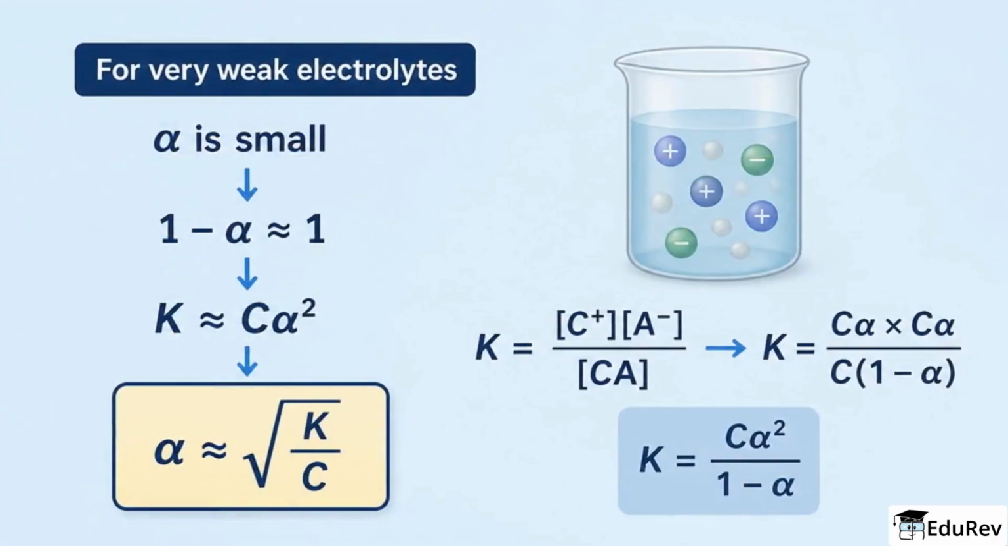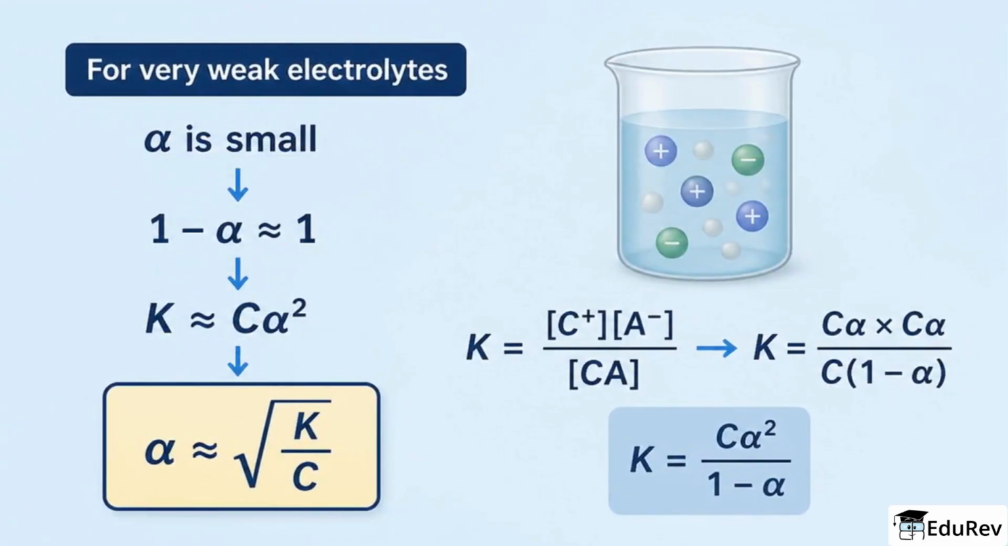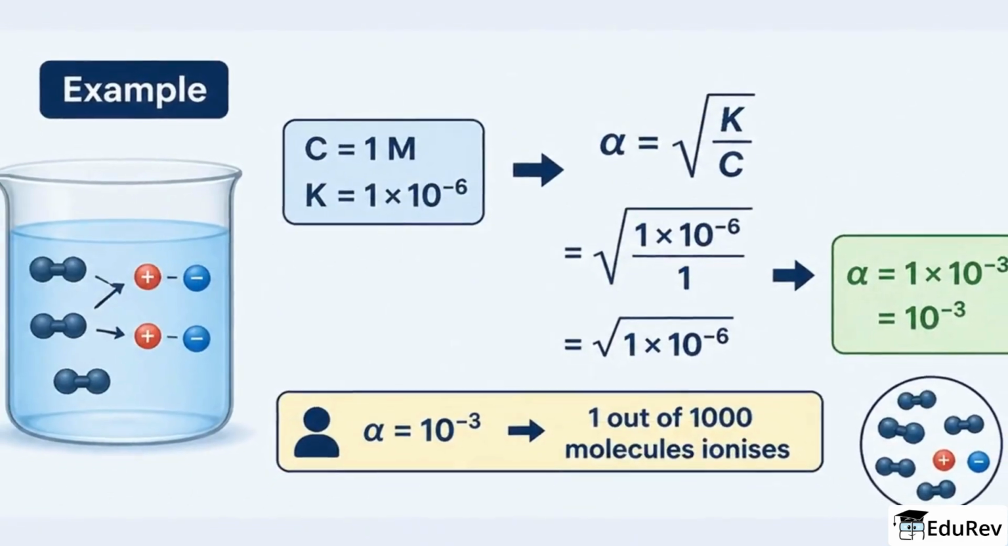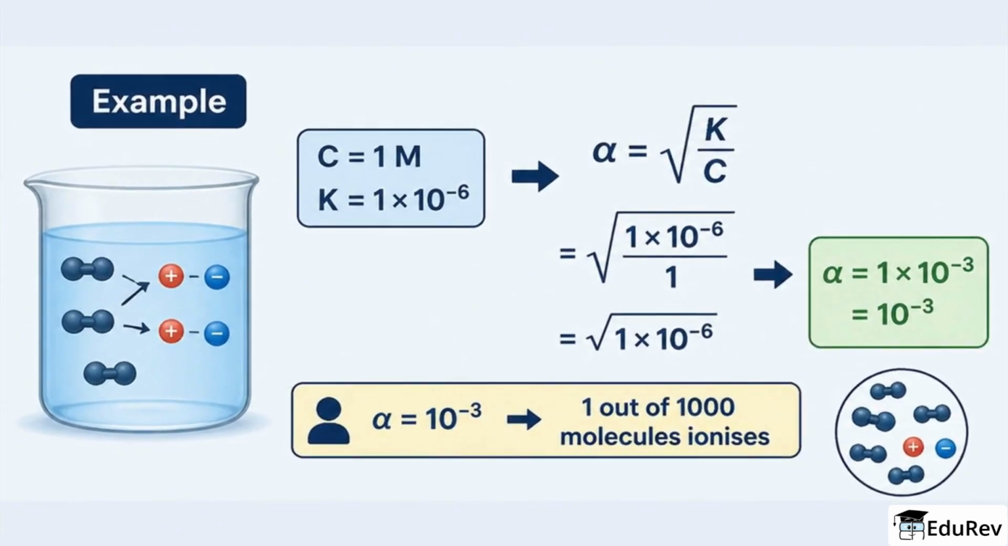For very weak electrolytes, alpha is small, so 1 minus alpha is about 1, and then K approximately equals C times alpha squared, giving alpha approximately equal to the square root of the quantity K divided by C. This shows that as we dilute the solution, the concentration C falls and alpha increases, meaning dilution favors ionization for weak electrolytes. Now let us try a simple worked idea using the same steps.